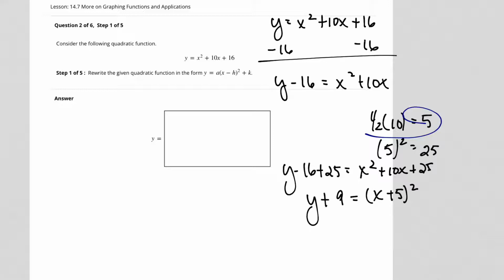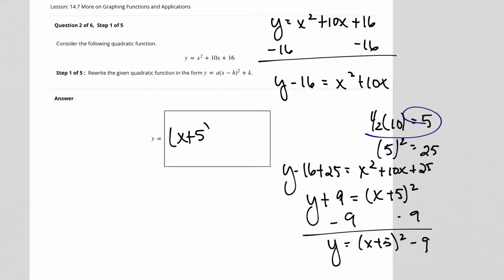And now, to put it in vertex form, I'm going to actually isolate the y term, which is a step we didn't do previously, but we're going to subtract 9 from both sides. y equals x plus 5, that quantity squared, minus 9. That's what we're going to write in this box right here. x plus 5 squared minus 9.